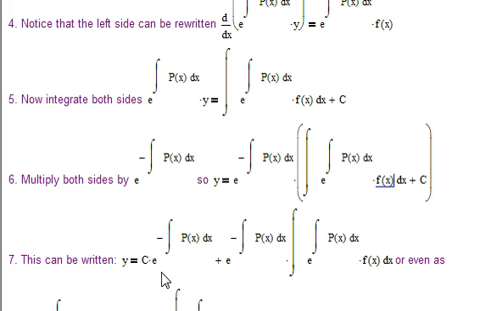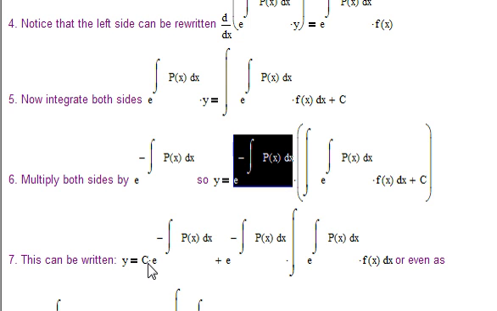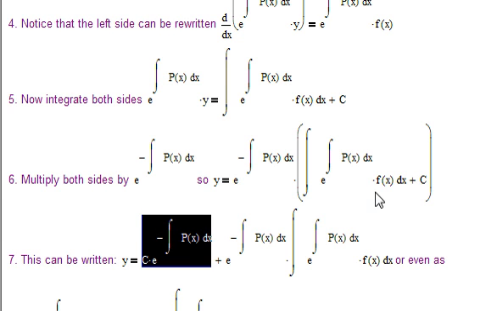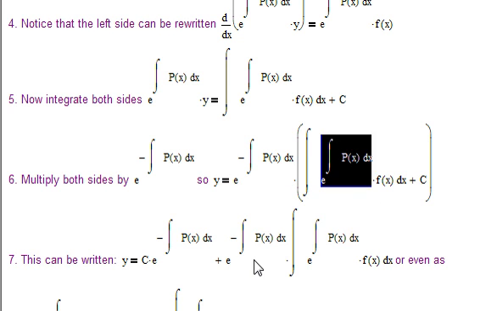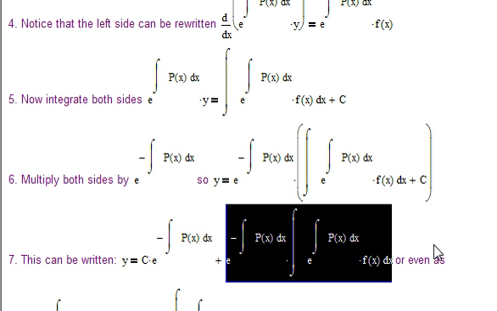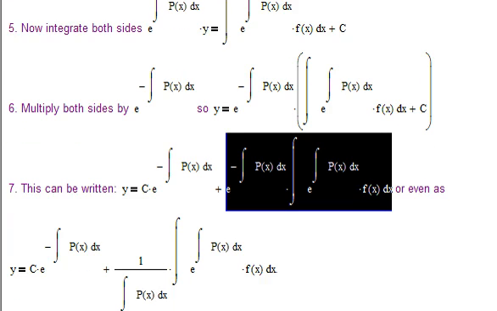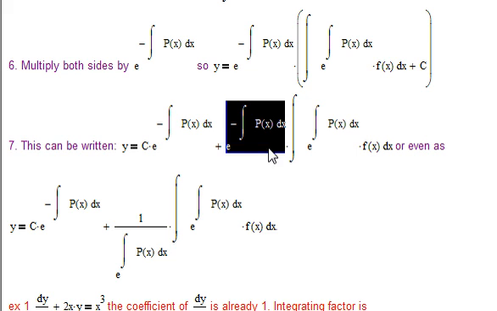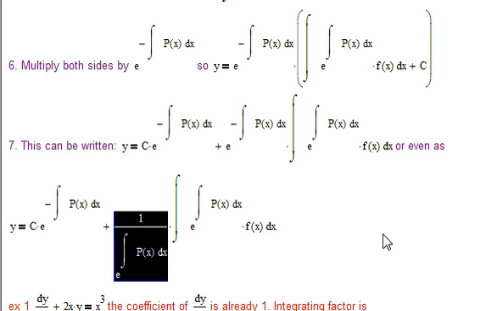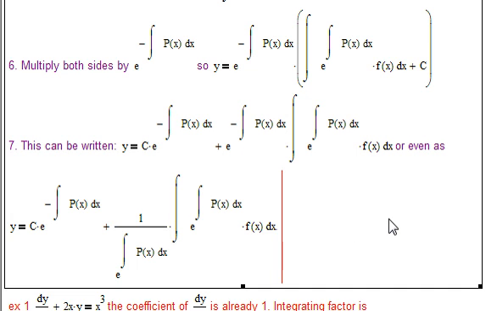So this can be written, here's the c times this part in the front, and by the way, you might recognize that that is our yc from the previous video, and this is e to the negative integral p of x dx. This part is here. So you might even see it written like this instead of e to the negative integral of p of x dx: 1 over e to the integral of p of x dx. Sometimes you'll see it written like that.